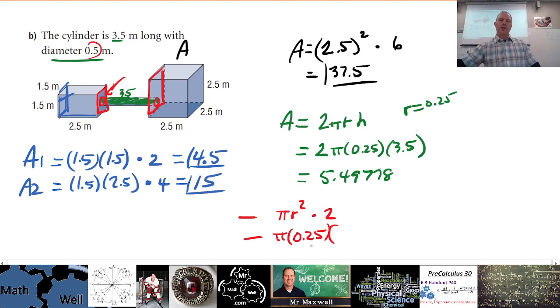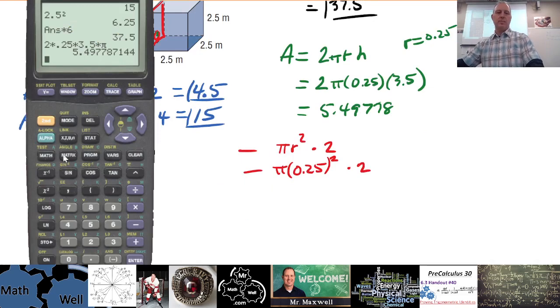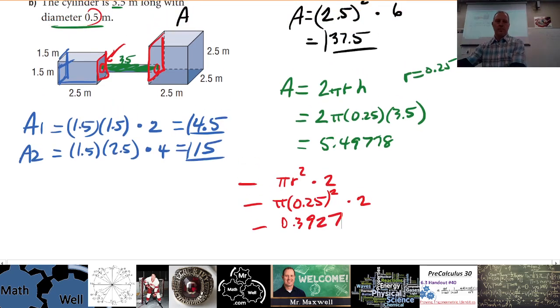We're almost done this. So pi times 0.25, and the r has got to be squared, right? Times 2. So what's that? Now be careful on your calculator when you do this. If you do pi times 0.25 squared, times 2, that's 0.39269, so 0.3927, let's say, minus 0.3927.